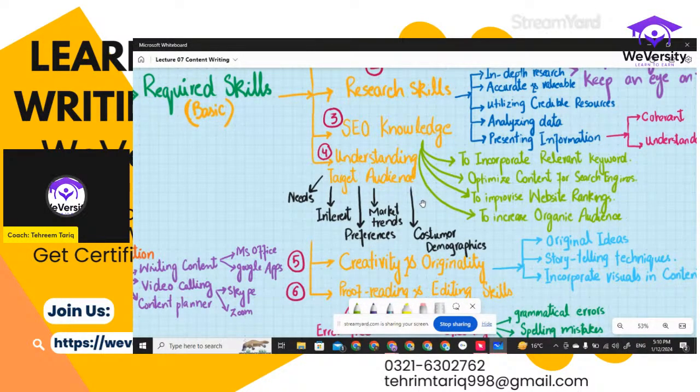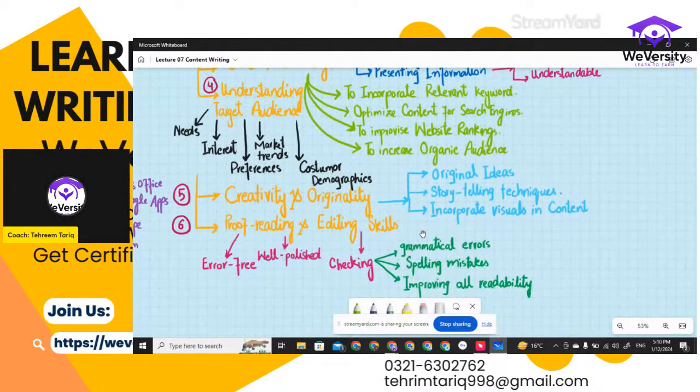Then comes creativity and originality. If we talk about this, this is another skill that you require as a content writer. You must have your original ideas. You must produce your original ideas. In the last lecture, when we were discussing content writing and copywriting, we were discussing the differences between the two.